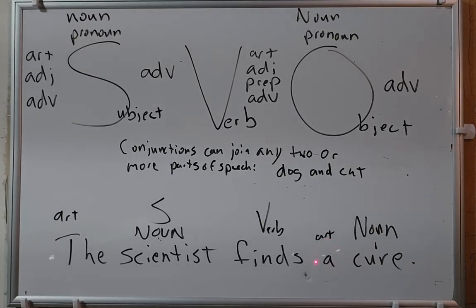Continuing, we see another article. Now here is a general article. Instead of specific scientist, we know the scientist we're talking about. This one is a cure because we don't know the cure. So it's a general idea now. So this is the indefinite article A, going before a noun in the object position. You see here, cure is a noun and it is in the object position.